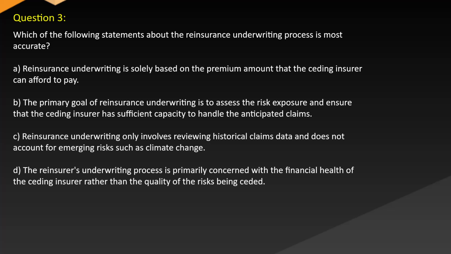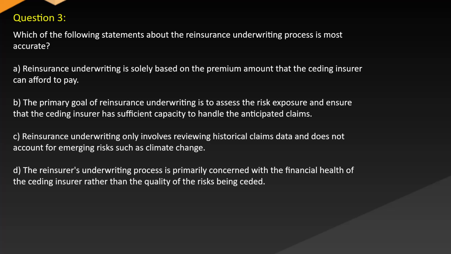Question 3. Which of the following statements about the reinsurance underwriting process is most accurate? A. Reinsurance underwriting is solely based on the premium amount that the ceding insurer can afford to pay. B. The primary goal of reinsurance underwriting is to assess the risk exposure and ensure that the ceding insurer has sufficient capacity to handle the anticipated claims.